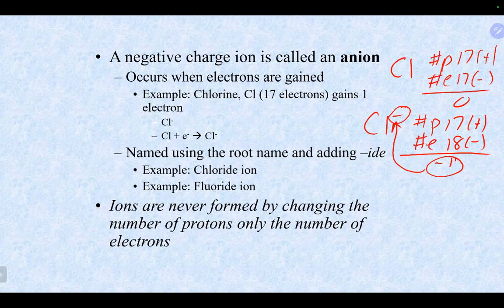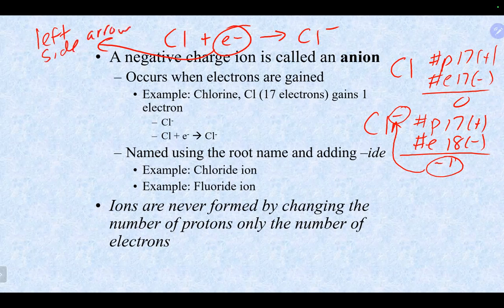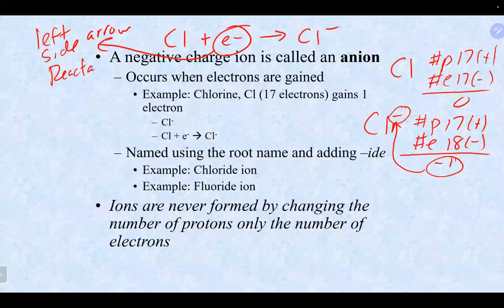We could also represent this with an equation. Since electrons are being gained, we put the electrons on the left-hand side of the arrow, which is known as the reactant side. Chlorine is gaining that electron and now becomes negatively charged. That is how we represent that.